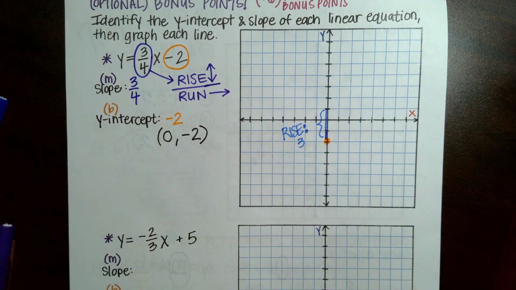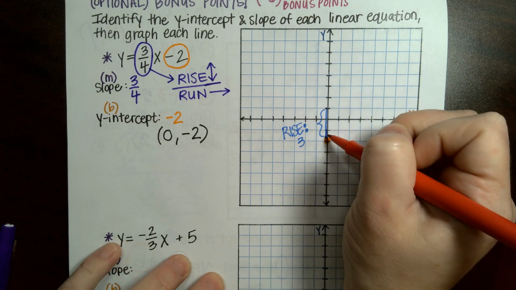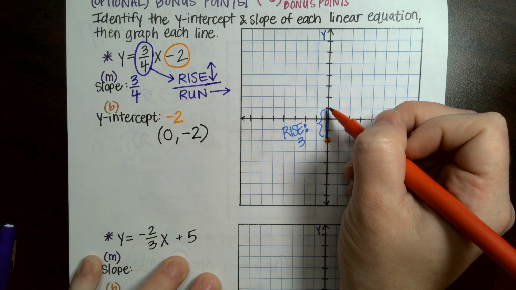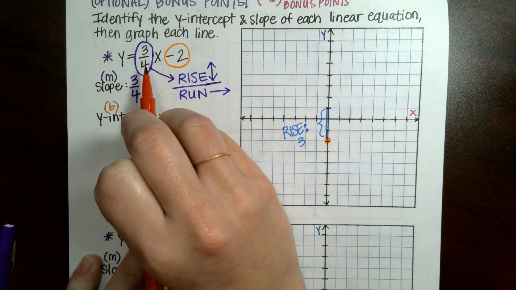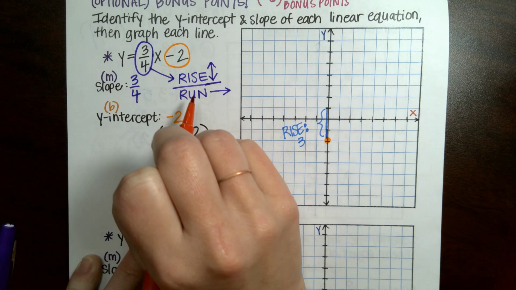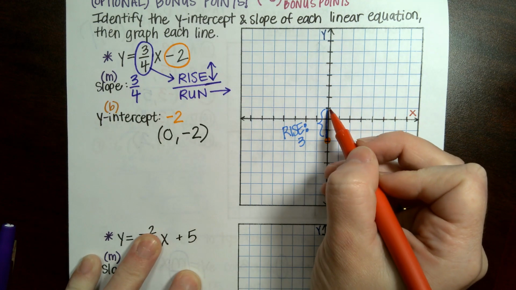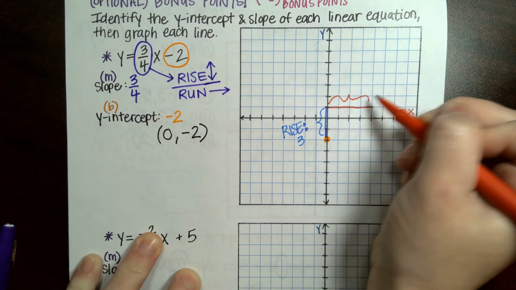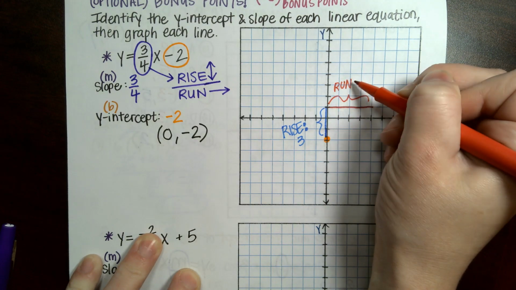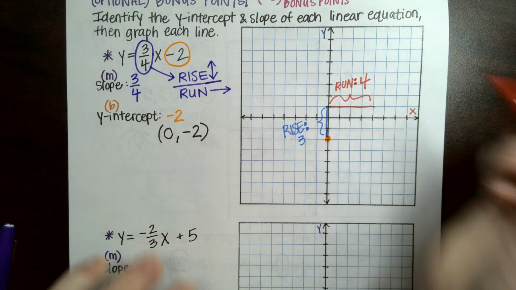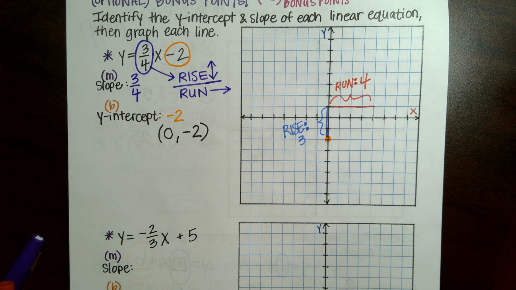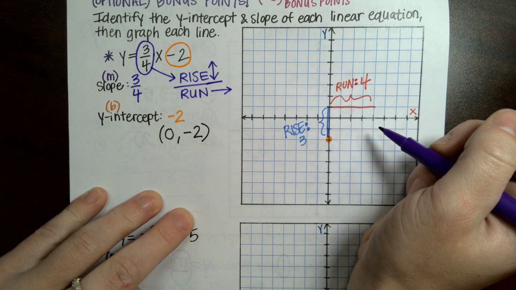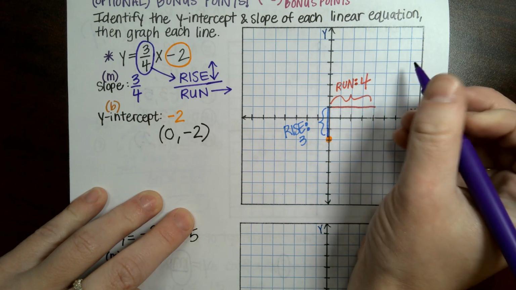3. And once we have risen 3, how many are we running? 4. My slope is 3 over 4. My bottom number's 4. Run is on the bottom. That means I'm going to go over 1, 2, 3, 4. So there's my run. And where does my second point go? Right there, right where I ended my run.